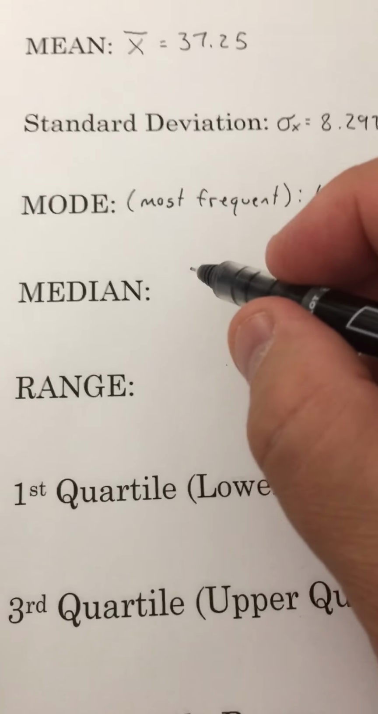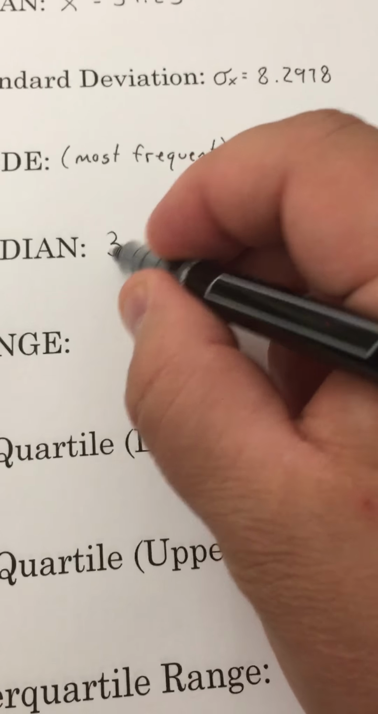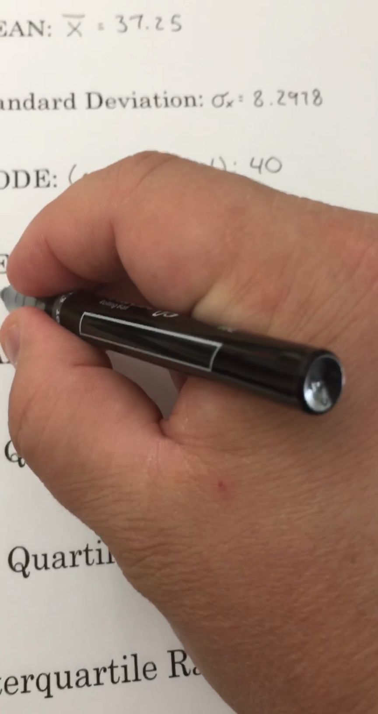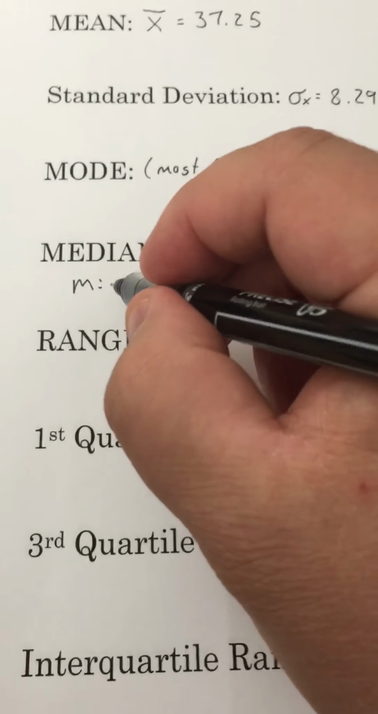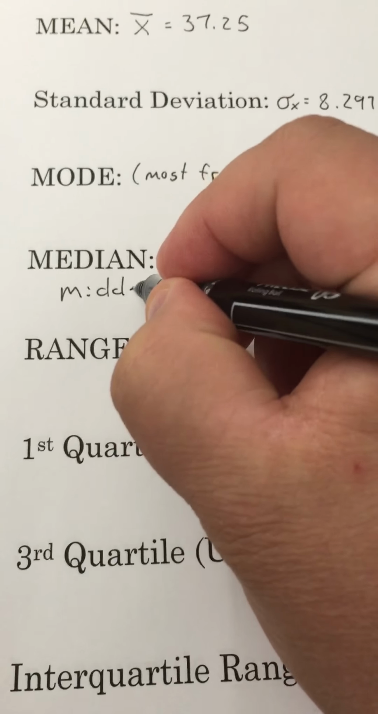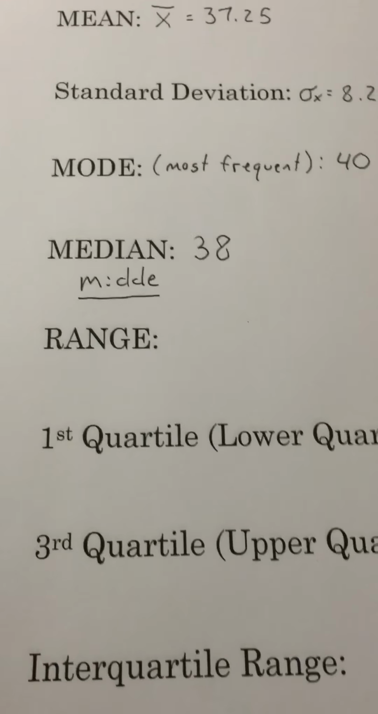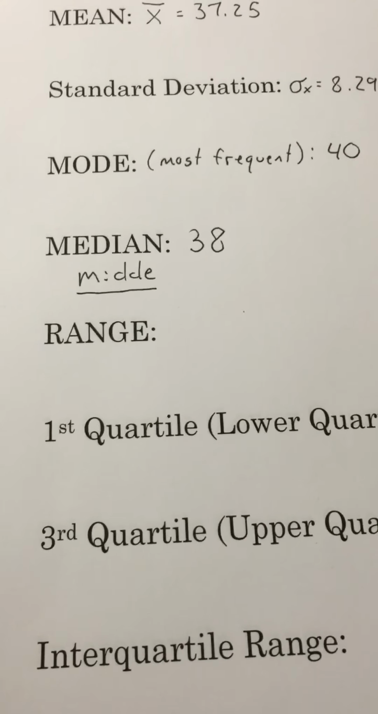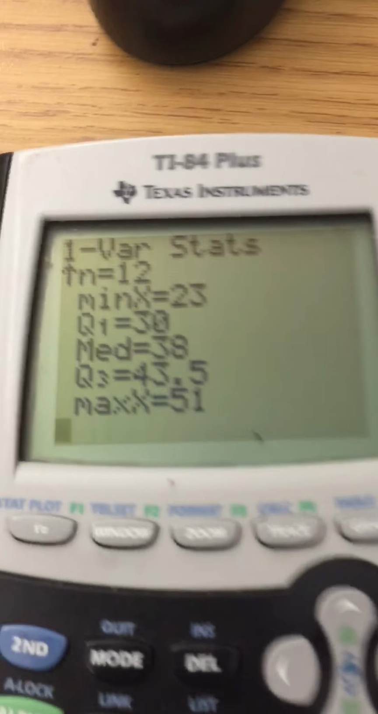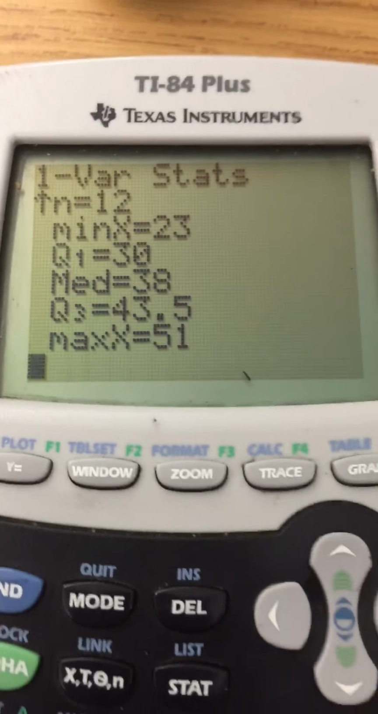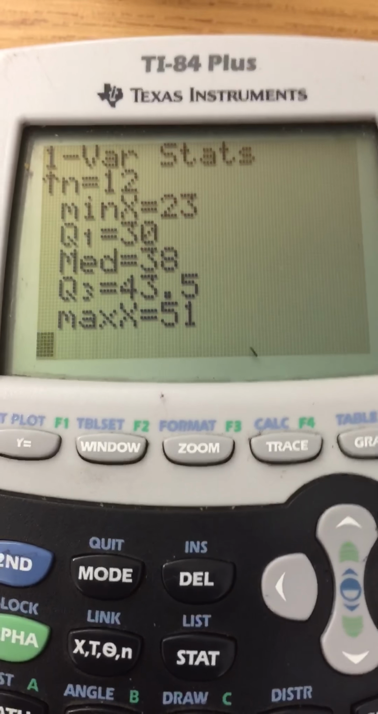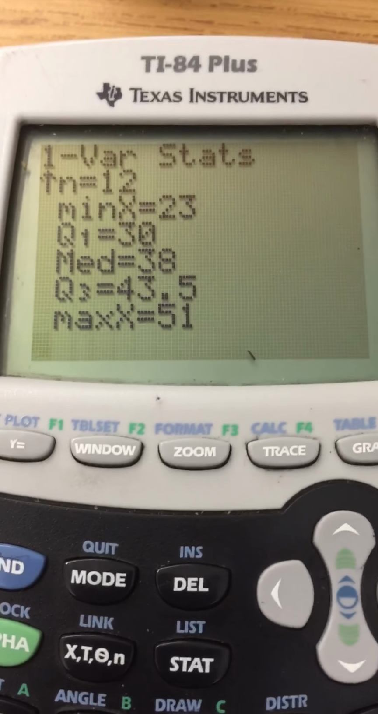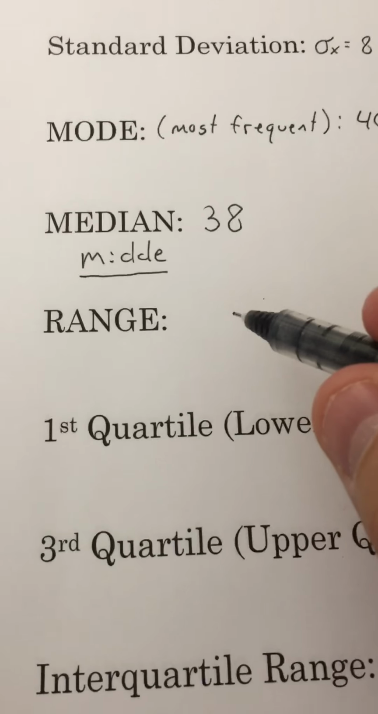So go ahead and come over here. The median is 38, and that's the middle number. Median is the middle on your list when they're in order. And then you have Q1 and Q3.